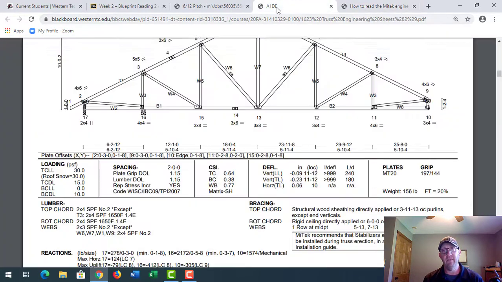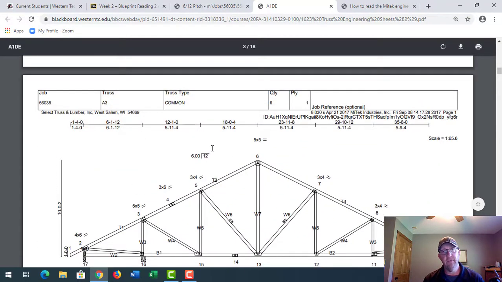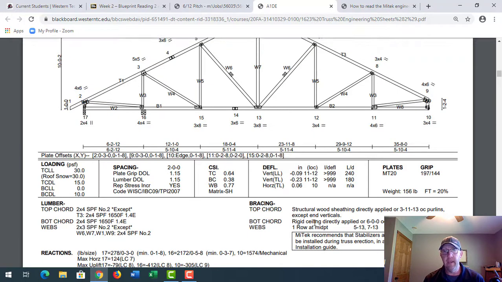So let's look at this example right here. Here we have bracing for this particular truss. It's an A3 common truss. And what I'm actually going to show you here, guys, is this. The top chord, it says structural wood sheathing. So basically the sheathing that you put on top of the roof is bracing the top chord. The bottom chord, it says rigid ceiling applied or 6 foot on center bracing. So inside here there's going to be some catwalk, and then it's going to be 1 row midpoint.